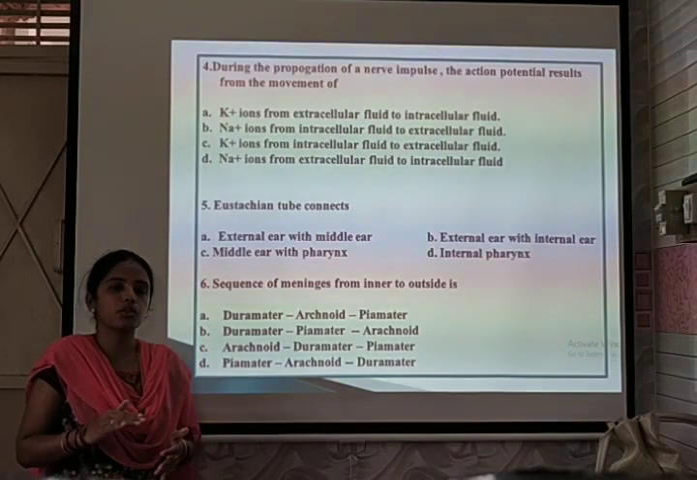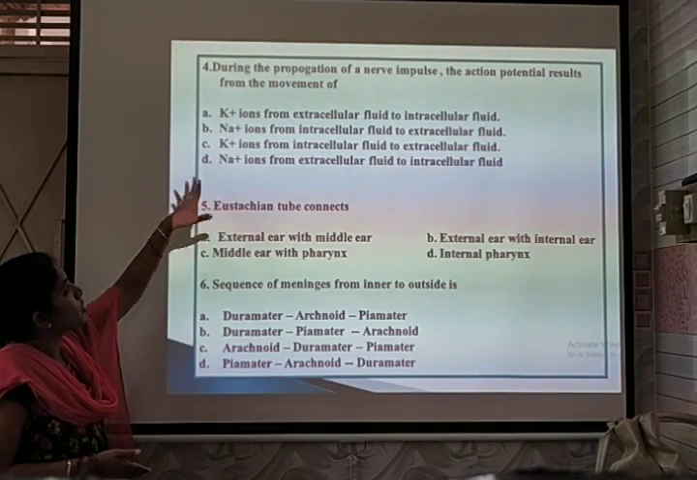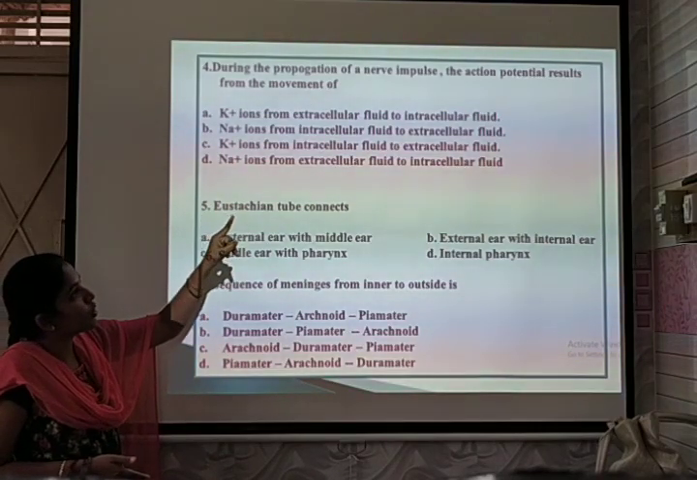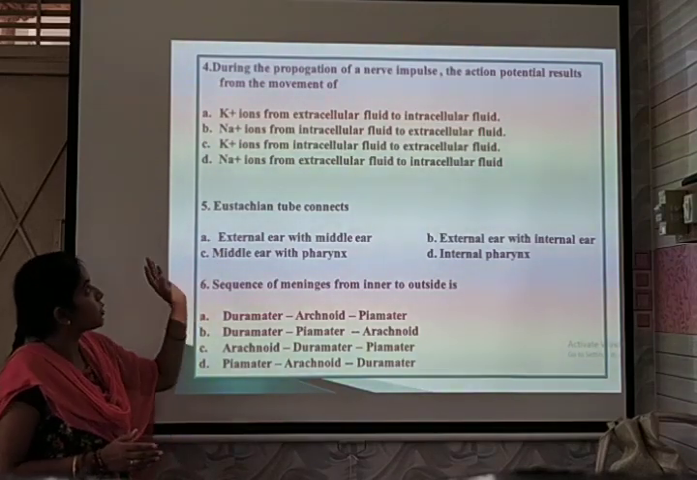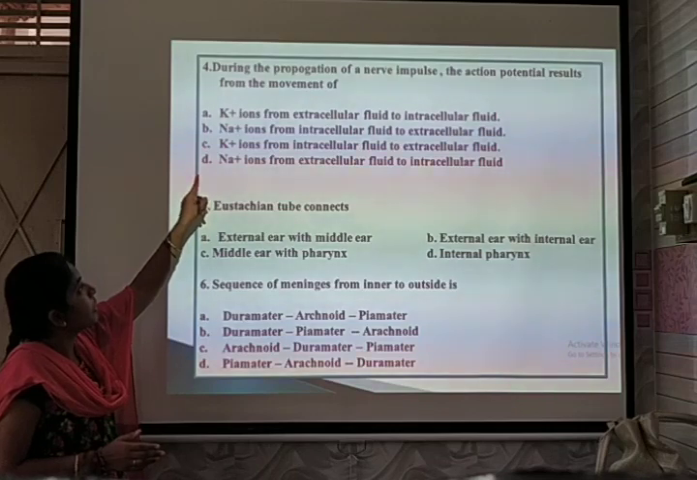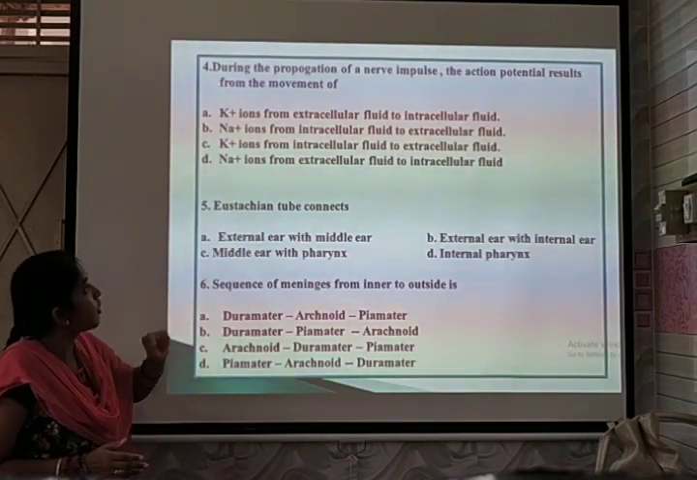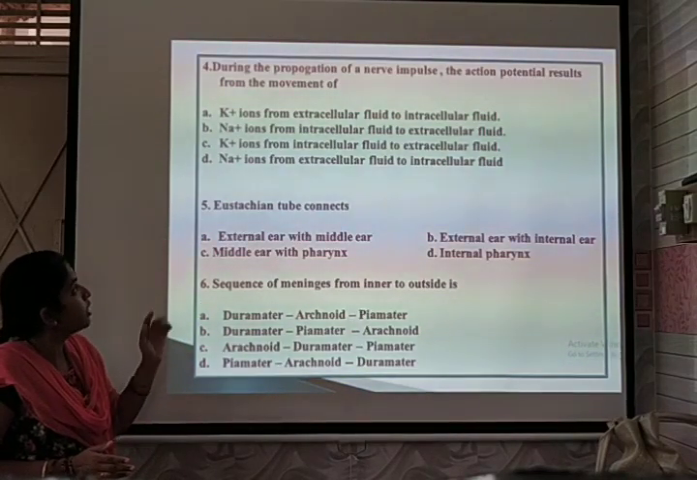Whereas the K plus composition was transforming outside. So here the option that has been given is K plus ions from the external fluid to the internal fluid. Usually the K plus molecules are present inside, not outside. So the second option is Na plus ions from the internal cellular fluid to the external cellular fluid, K plus ions from the internal cellular fluid to the external fluid.